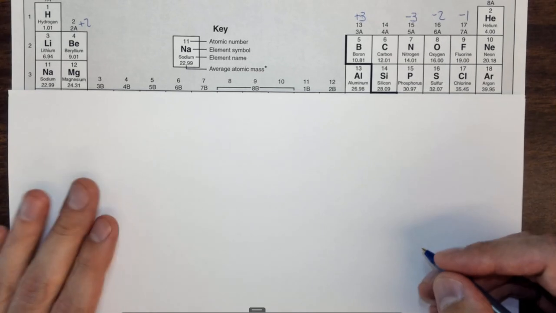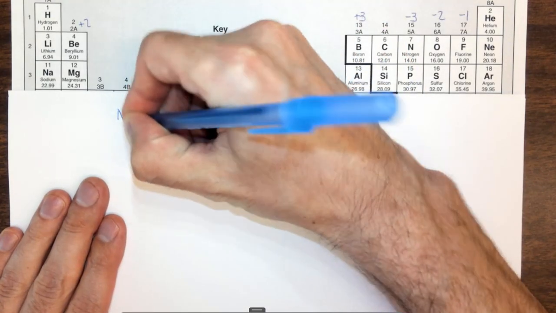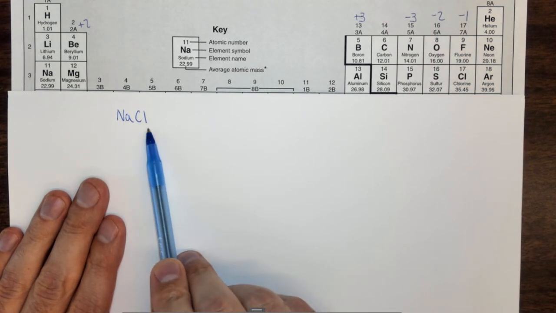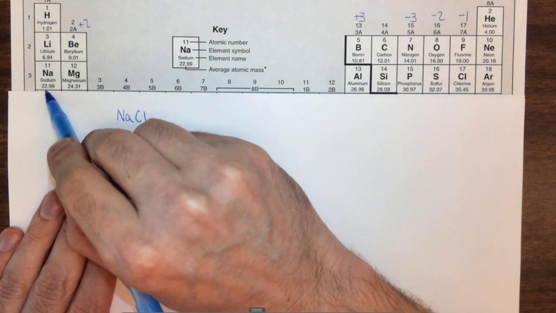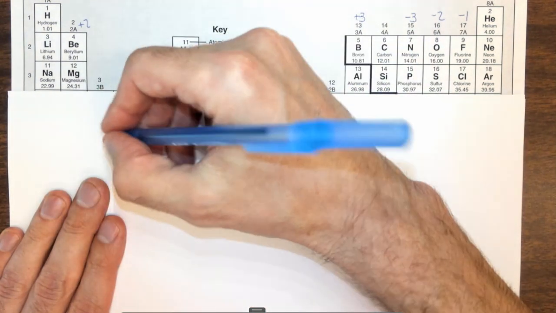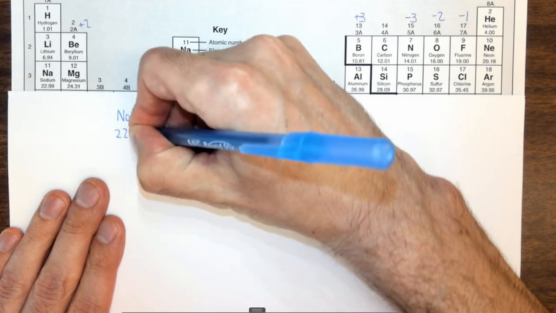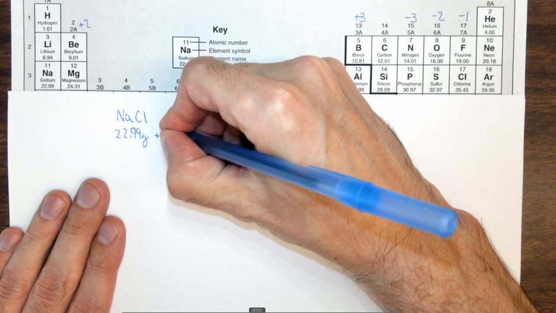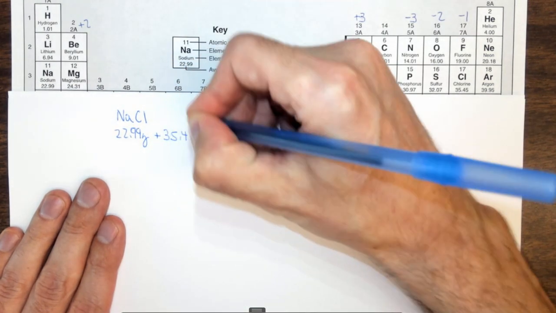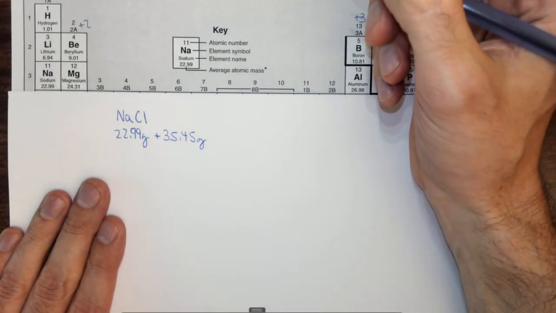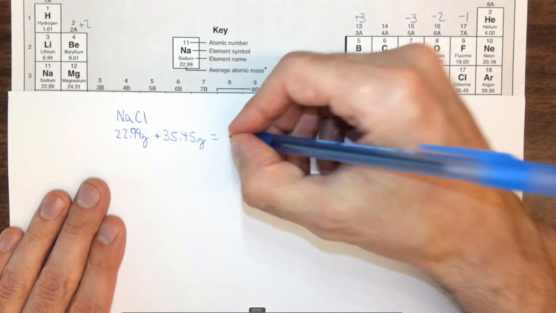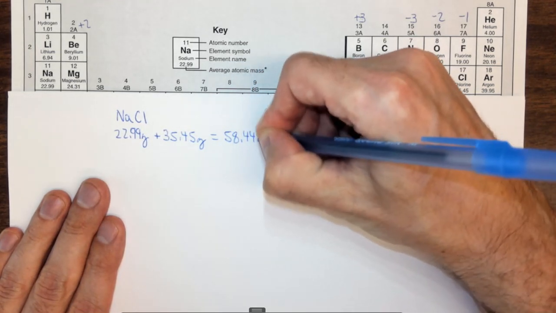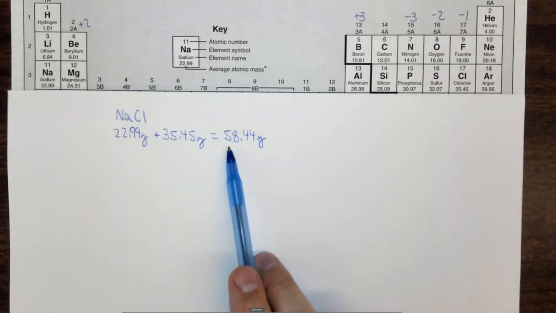Let's say we wanted to know the molar mass of table salt, NaCl. Well, NaCl is an Na, a sodium, and a chloride. So we take the molar mass of sodium, which is 22.99 grams, and we add to that the molar mass of chlorine, which is 35.45 grams. And when you do this math, you find out that the molar mass of sodium chloride is 58.44 grams. And this is the molar mass.